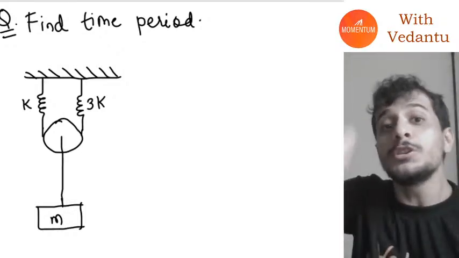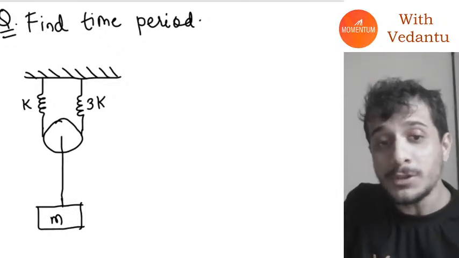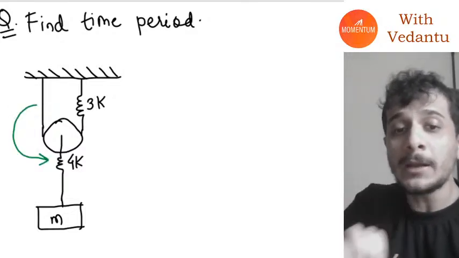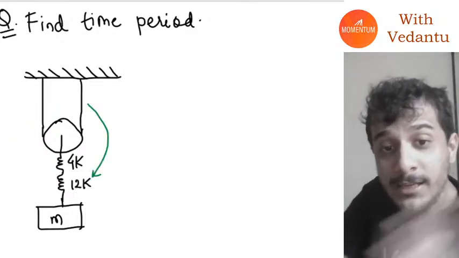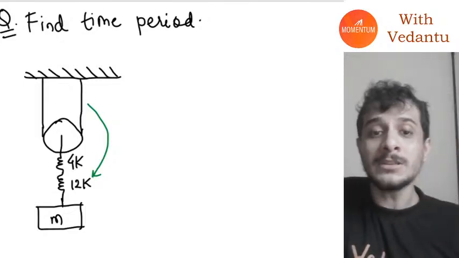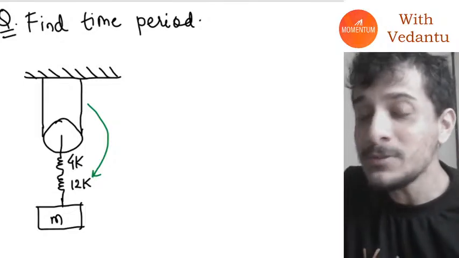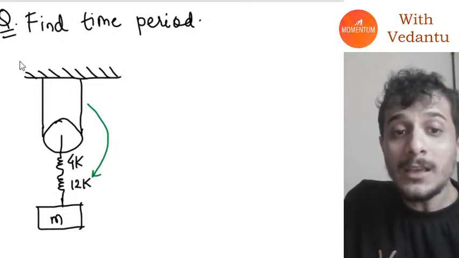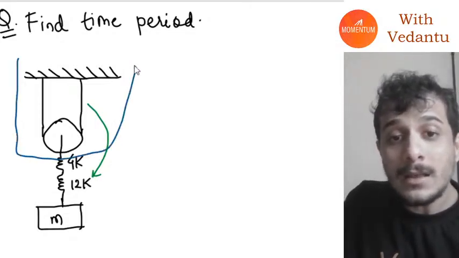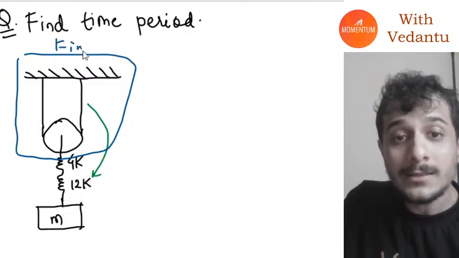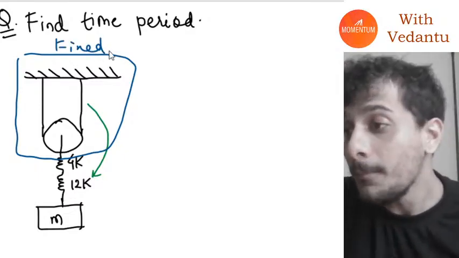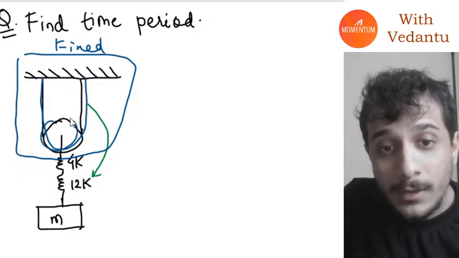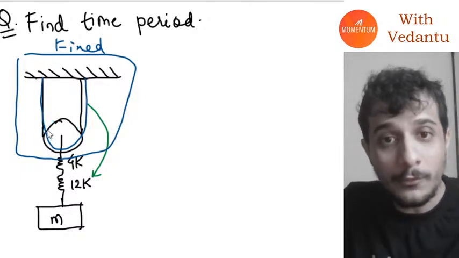Very simple. You shift both the springs one by one. First, I shift the first spring, K becomes 4K. And then I shift the second spring, 4K becomes 12K. Now, if I see, the above system is nothing but a fixed system. Nothing will move here. This string is fixed, this pulley will also be fixed.